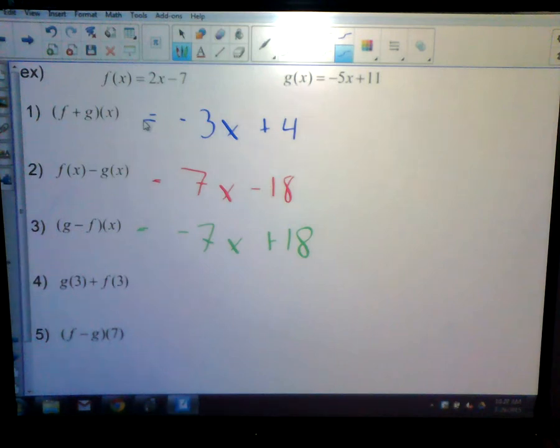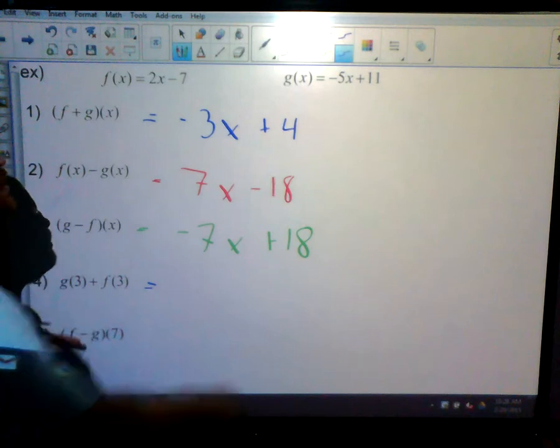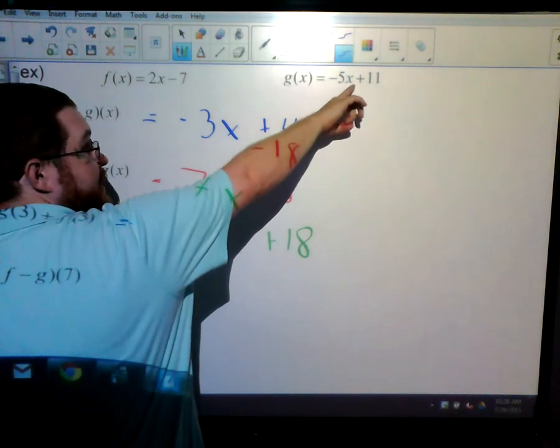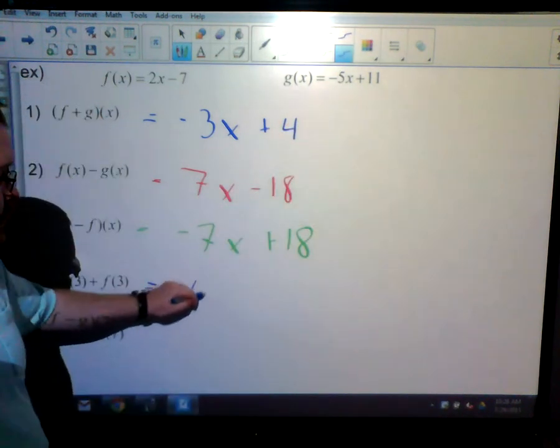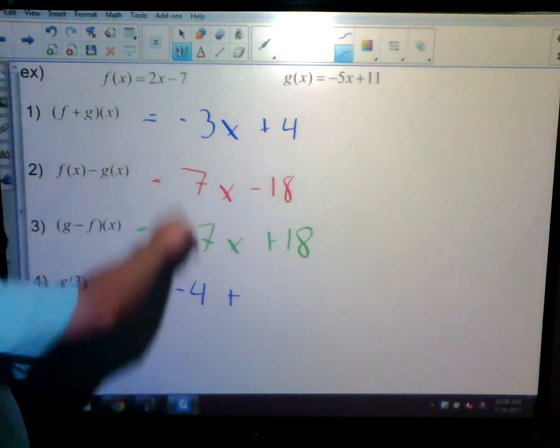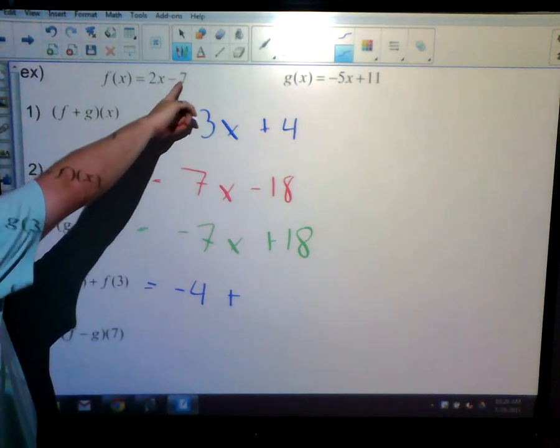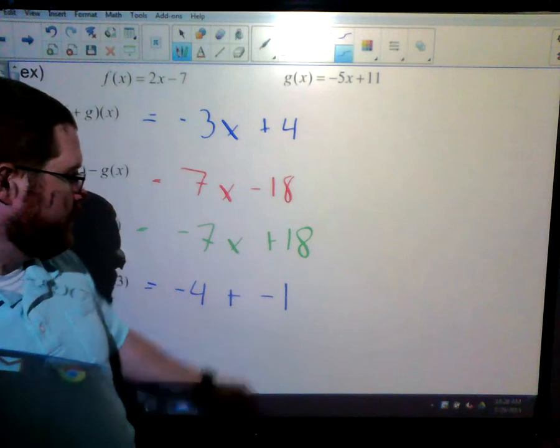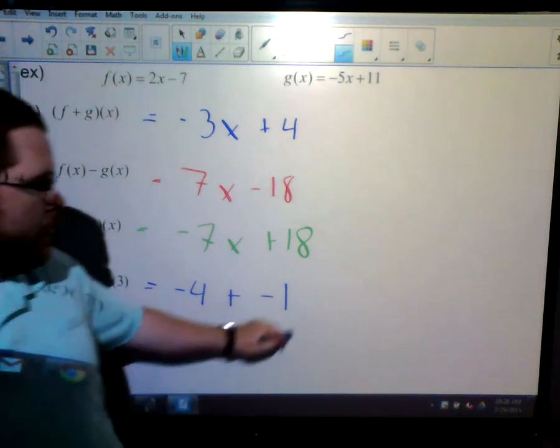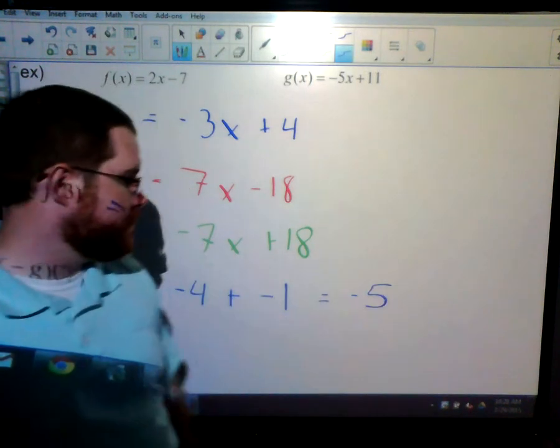How about g of 3 plus f of 3? Well, let's figure out what g of 3 is. G of 3, that's negative 15 plus 11 is negative 4. F of 3, 3 times 2 is 6, minus 7 is negative 1. Negative 4 plus negative 1 is negative 5.